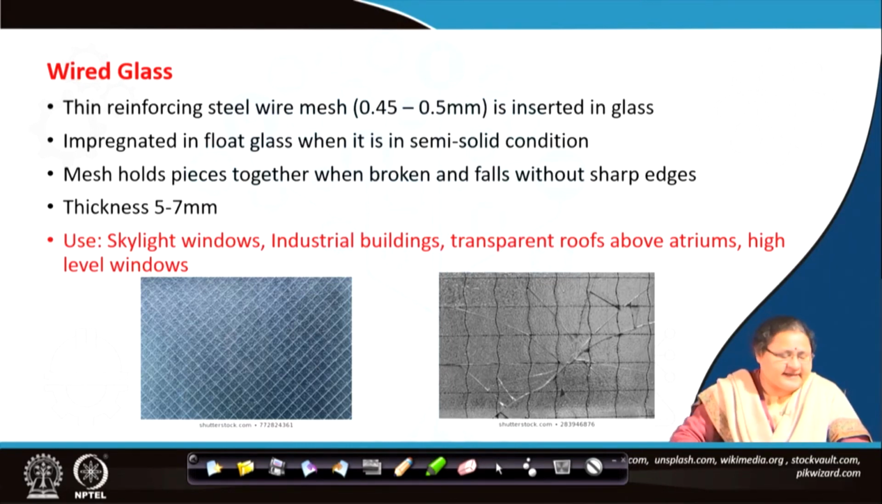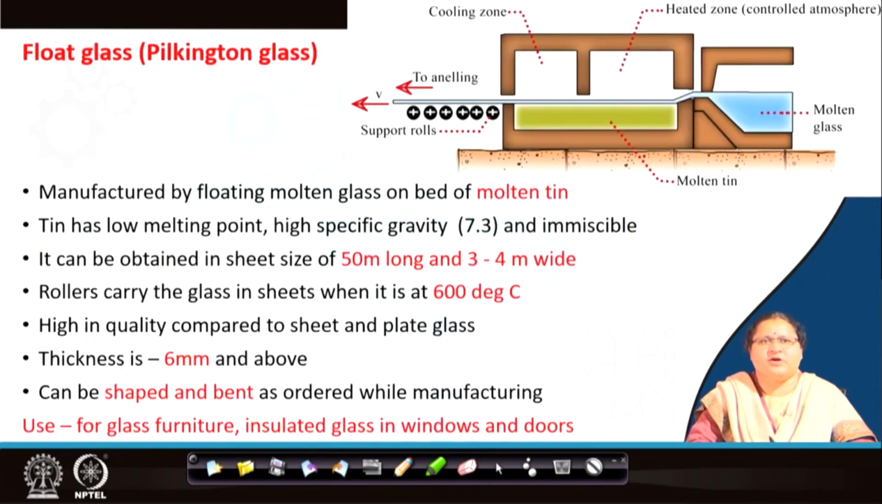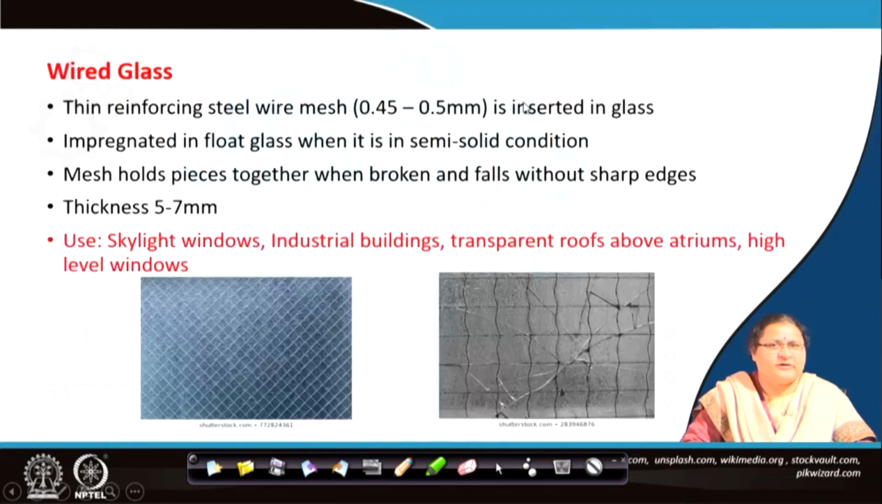When in the stage of formation, as we saw here, when it is at 600 degrees centigrade, gradually cooling down, if you put in a wire mesh of iron inside it, that means you are impregnating a wire mesh inside the glass when it is at around 600 degrees centigrade, it is not totally set, it reinforces the glass and it is called wired glass.